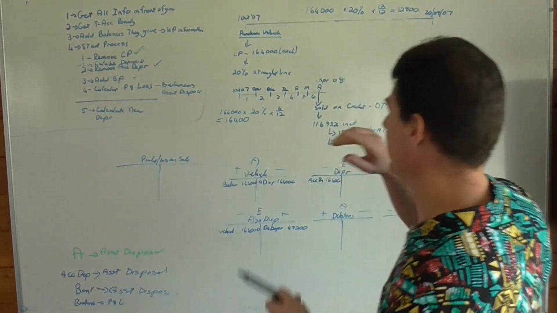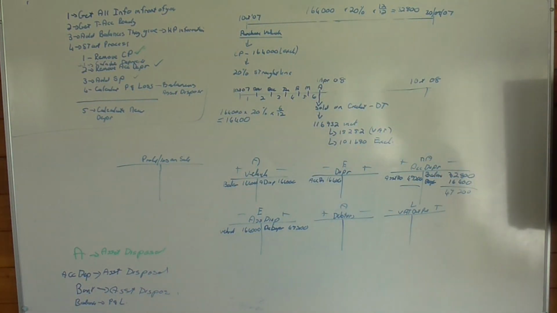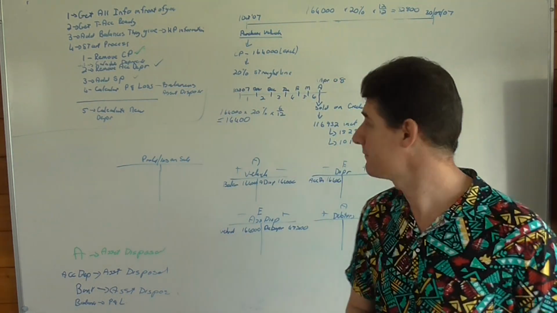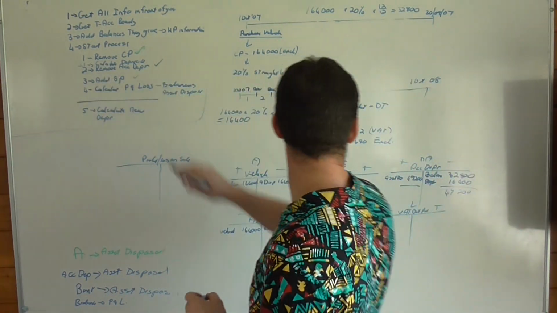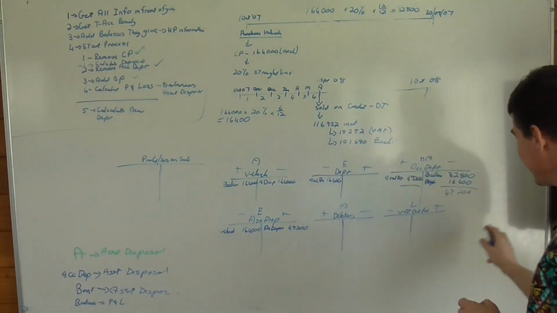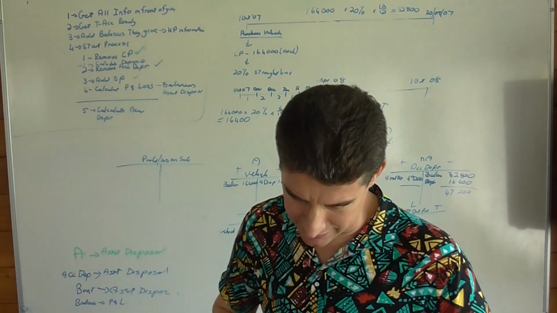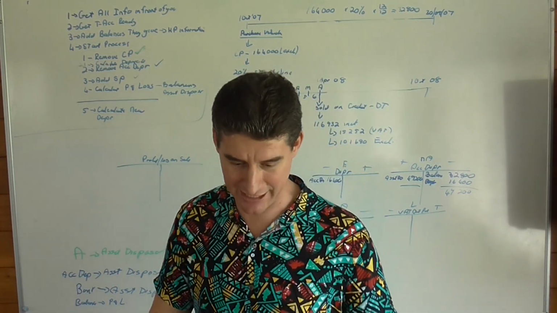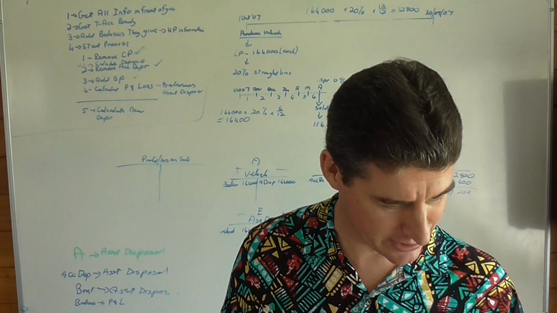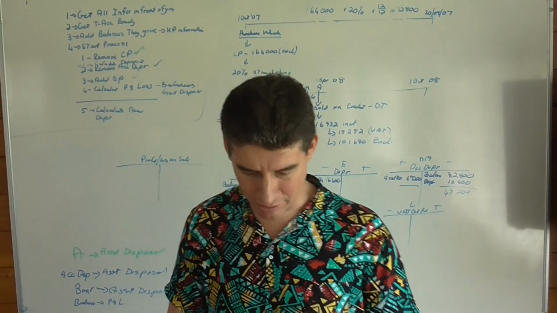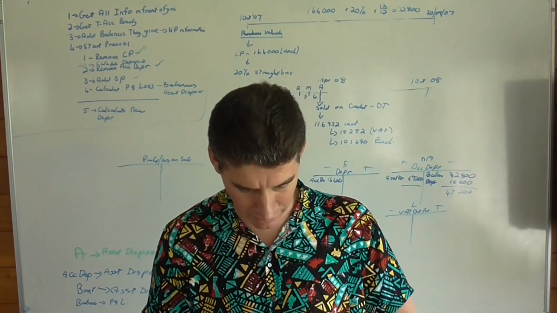All right. So we removed the cost price. We calculated the depreciation up to the point where it got sold because it's in the middle of the year. Then we removed the accumulated depreciation by balancing that. And now we need to add the selling price. Okay, so we sold it.